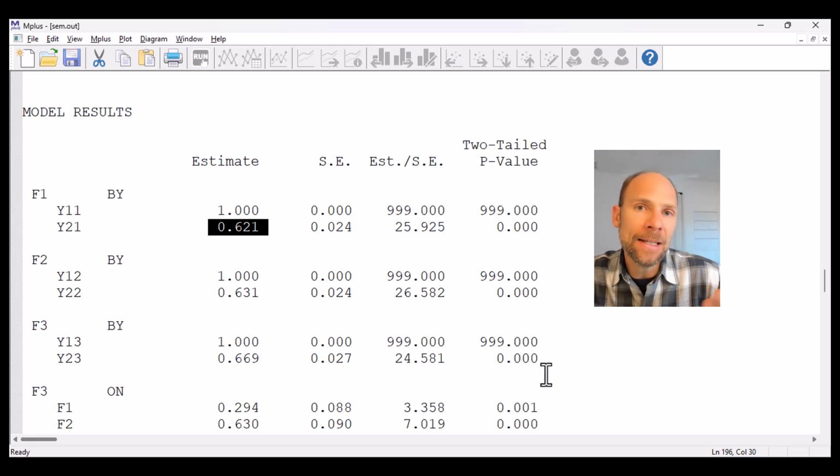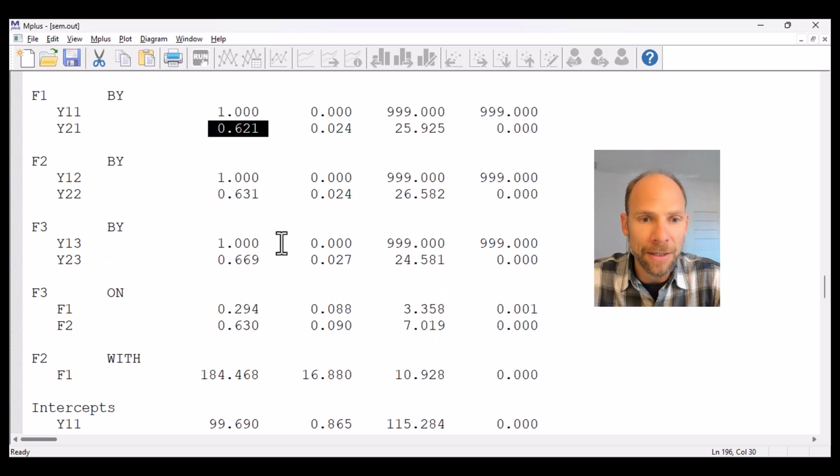We will later see that the standardized factor loadings actually have more useful interpretation in many cases that tells us something about the reliability or unreliability of the indicators in terms of measures of the underlying factor. So we'll see that in a bit.